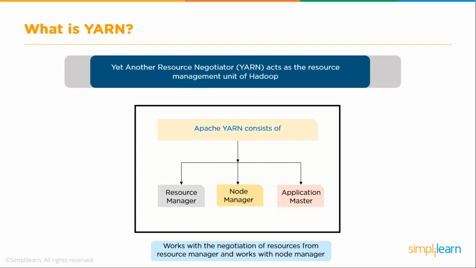The other negotiator which we talk about is application master. It's a simple piece of code which runs whenever an application is submitted and whenever resource manager has already negotiated resources with node manager. So how does this work?